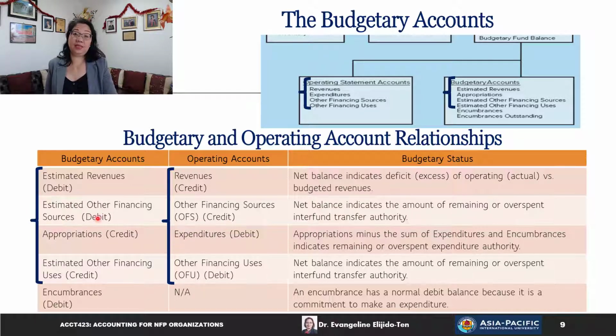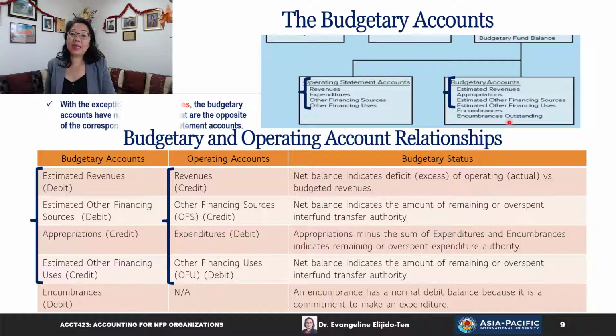Estimated OFS in the budgetary account will have a debit balance. Expenditures in your operating account will normally have a debit, so the appropriations, the corresponding budgetary account for operating account expenditures, will have a credit balance. OFU, your other financing uses under operating, corresponds to estimated OFU, and it will have a credit balance under budgetary but a debit under operating.